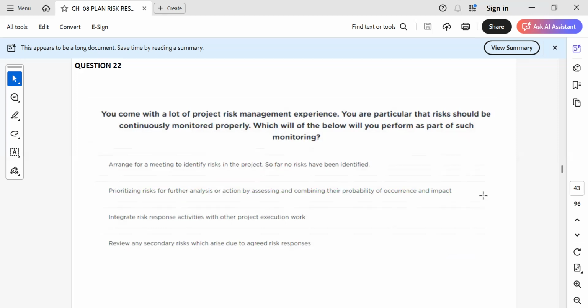Okay, you come with a lot of project risk management experience. You are particular that risk should be continuously monitored properly. Which of the below will you perform as part of such monitoring? Arrange for a meeting to identify risk in the project. So far, no risk has been identified. Prioritizing risk for further analysis or action by assessing and combining their probability of occurrence and impact. Integrate risk response activities with other project execution work. Review any secondary risk which arises due to activities.